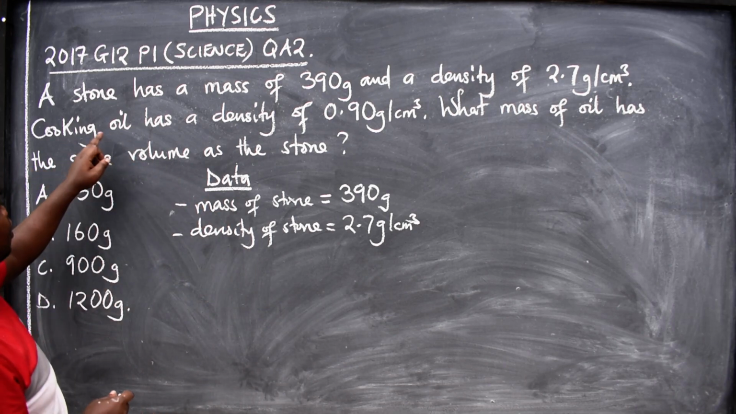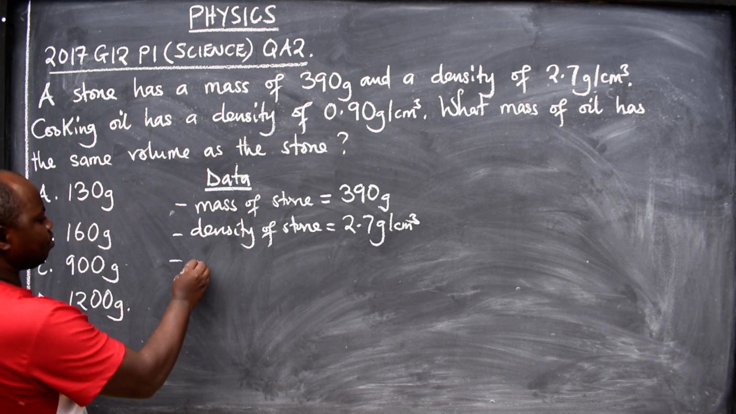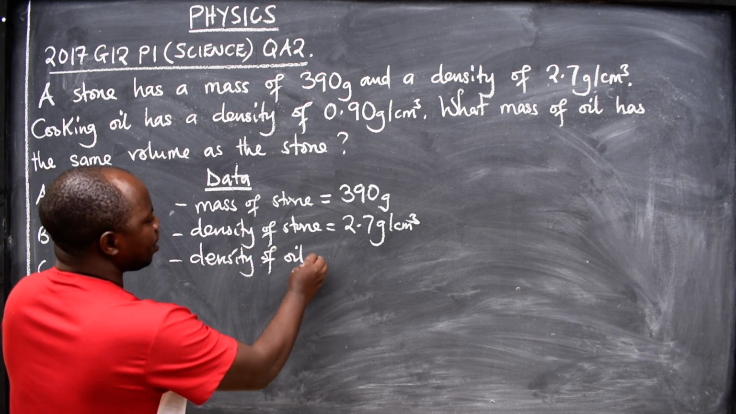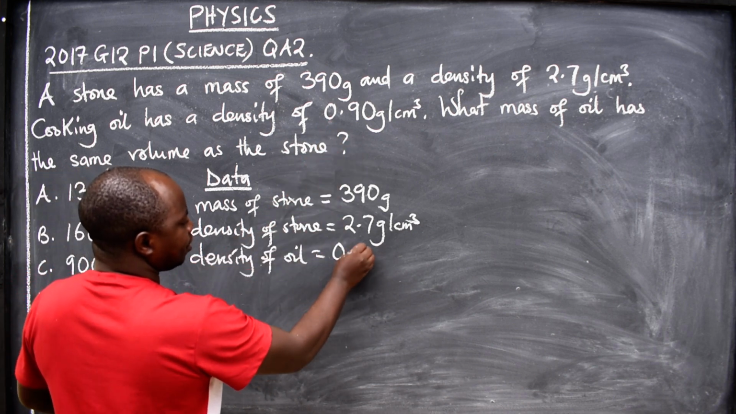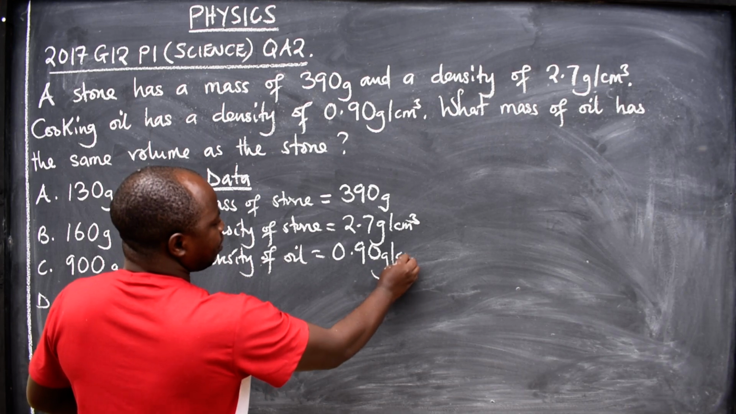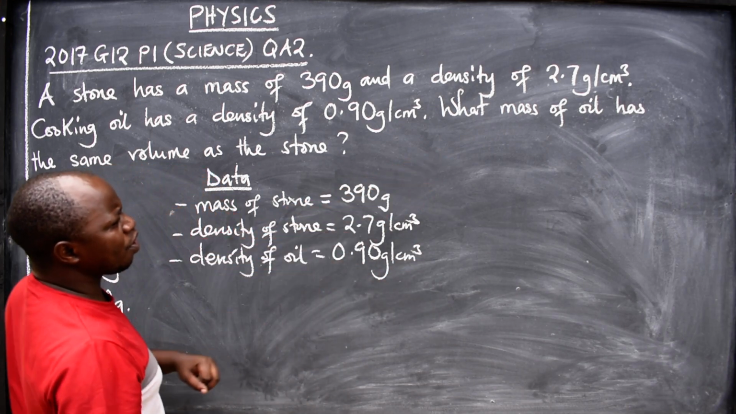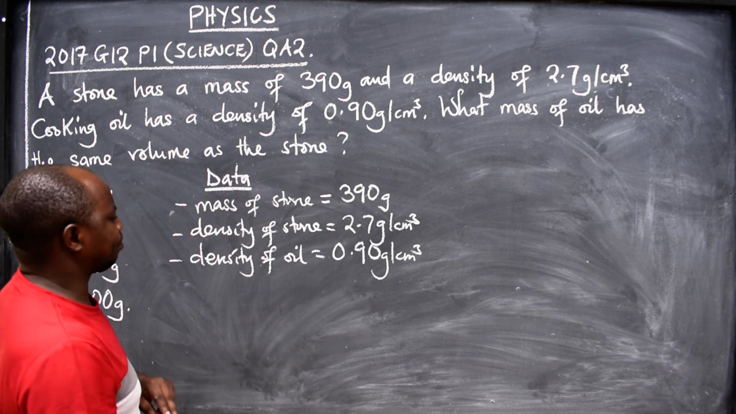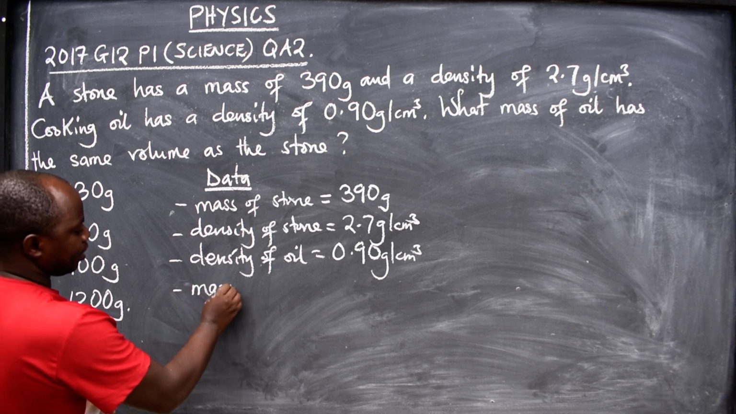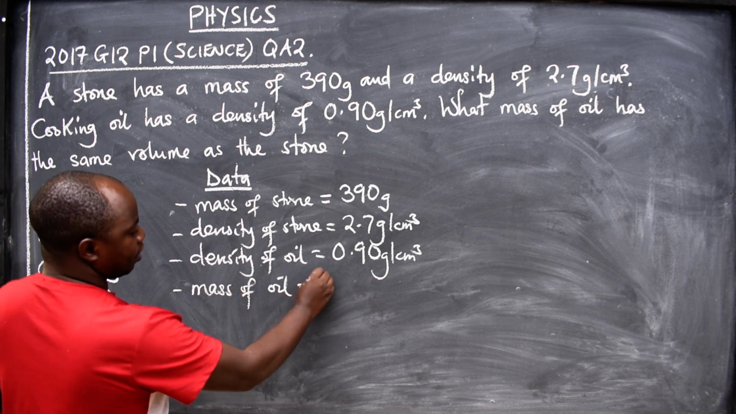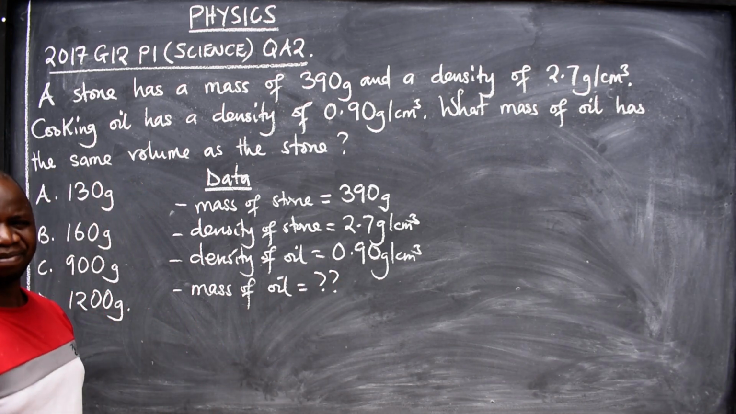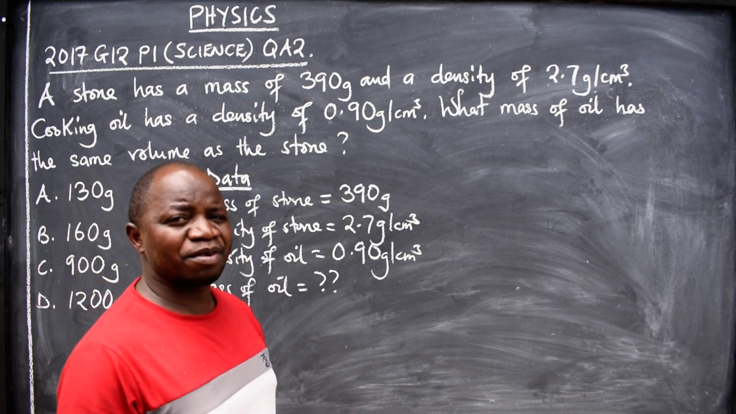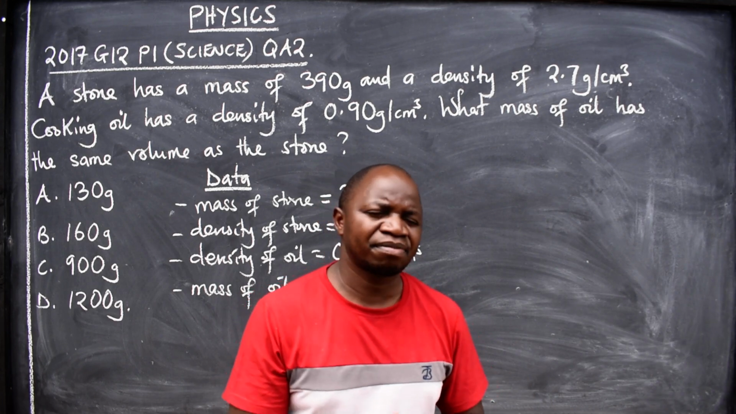What else? Cooking oil has a density of, so now we have density of oil, cooking oil, and this is 0.90 grams per cubic centimeters. What mass of oil has the same volume as the stone? So what we want is the mass of oil. This is what we need to calculate. Based on the information here, we start. The question is coming from a topic called general physics.